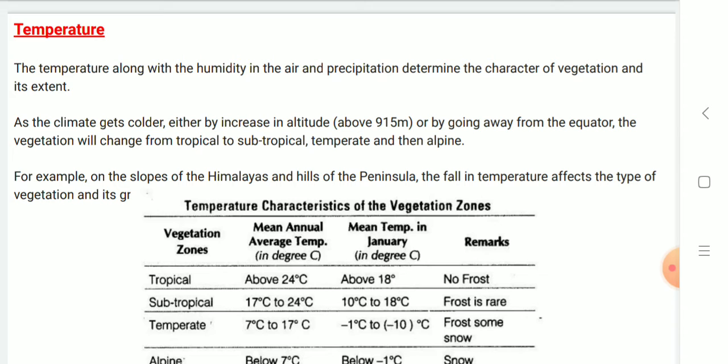For example, on the slopes of the Himalayas and the hills of the Peninsula, the fall in temperature affects the type of vegetation and its growth.